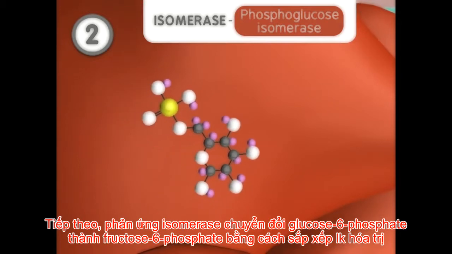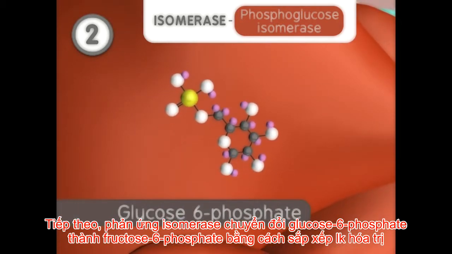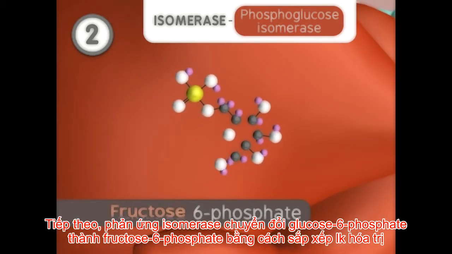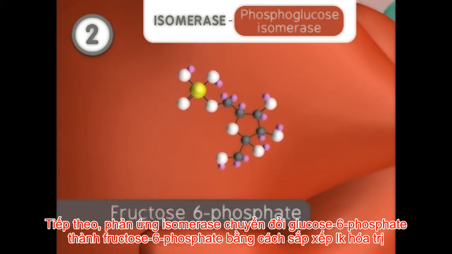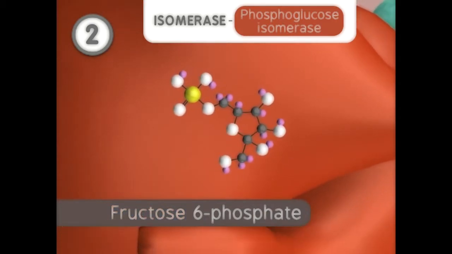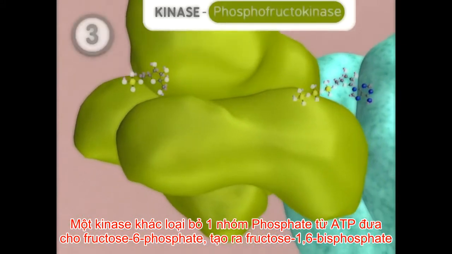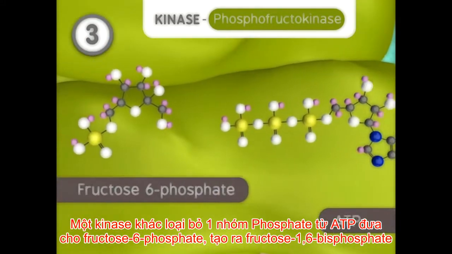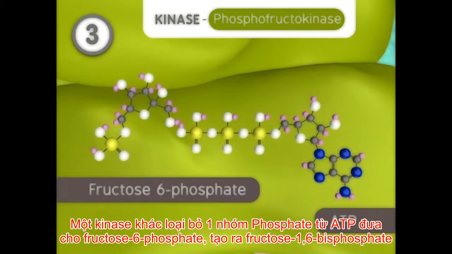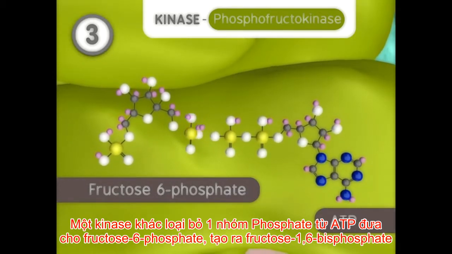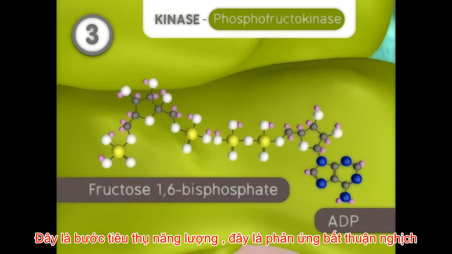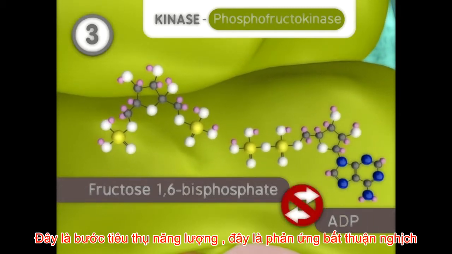Next, an isomerase reaction converts glucose 6-phosphate into fructose 6-phosphate by rearranging covalent bonds. Another kinase removes a phosphate group from ATP and gives it to fructose 6-phosphate to form fructose 1,6-bisphosphate. This is the second energy consumption step and an irreversible reaction.